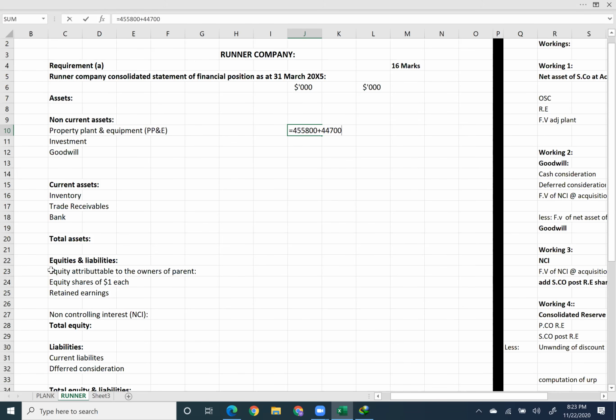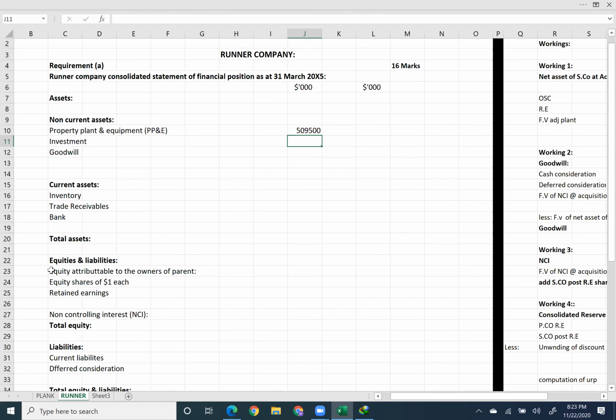And I hope you remember the 9,000 fair value adjustment. You added 9,000 in the reporting date net asset packet. See these three things. Okay, let me press enter. See, it's done. 509,500. It's done.